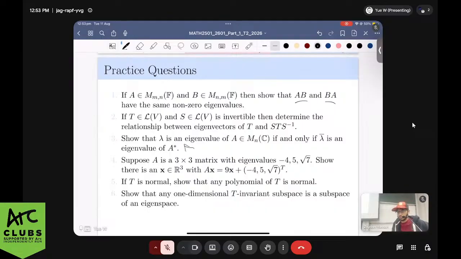Next one, suppose you have a 3 by 3 matrix with these eigenvalues. Show that there's an x such that this holds. Then 5, any polynomial of T is normal, assuming T is normal. And 6, any one-dimensional T-invariant subspace is a subspace of an eigenspace.